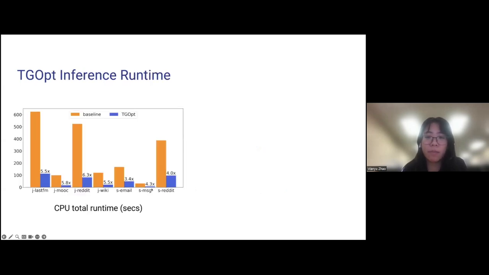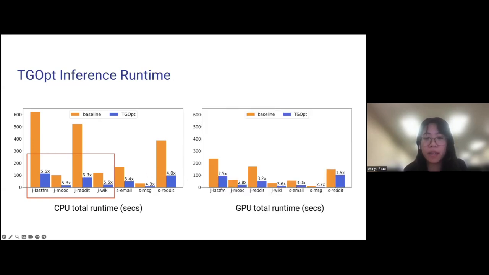So that wraps up our optimizations. Now we'll look at some of our results. One of our main results is for the inference runtime, which is measured as the total time to work through all the batches. So here, lower is better. And the numbers on the bars are our speedup against the baseline. On CPU, we see significant speedup against the baseline across the board. In particular, we see that the speedup for the Jodie dataset is noticeably higher than the other datasets at 5 to 6 times speedup. And as for GPU, we get very good speedup as well at around 2 to 3 times.